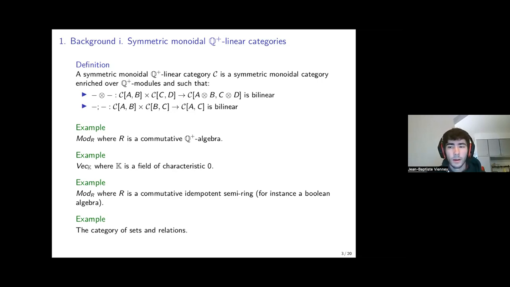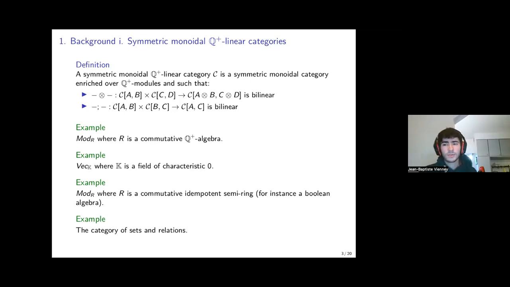So some examples. The category of modules over R, where R is a commutative Q-plus algebra. A Q-plus algebra means that we have a semi-ring homomorphism from Q-plus to R. A sub-example is the category of vector spaces over a field of characteristic 0. Another sub-example is where R is a commutative idempotent semi-ring. Idempotent means that x plus x is equal to x in the semi-ring. For instance, if we take a Boolean algebra, x or x is equal to x. So the modules over a Boolean algebra are an example of symmetric monoidal Q-plus linear categories.